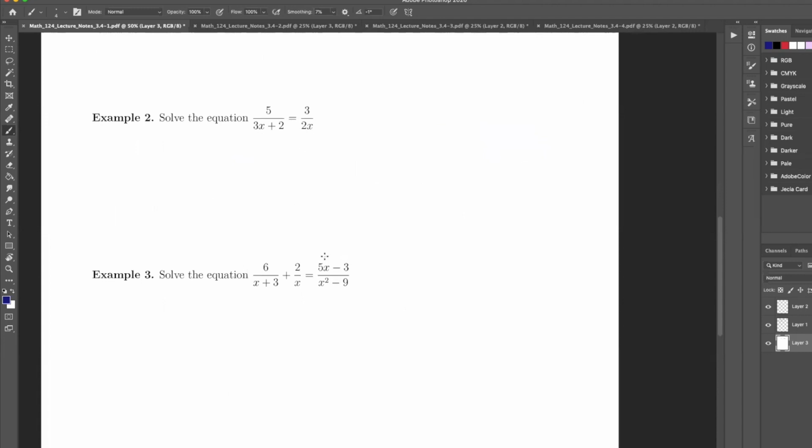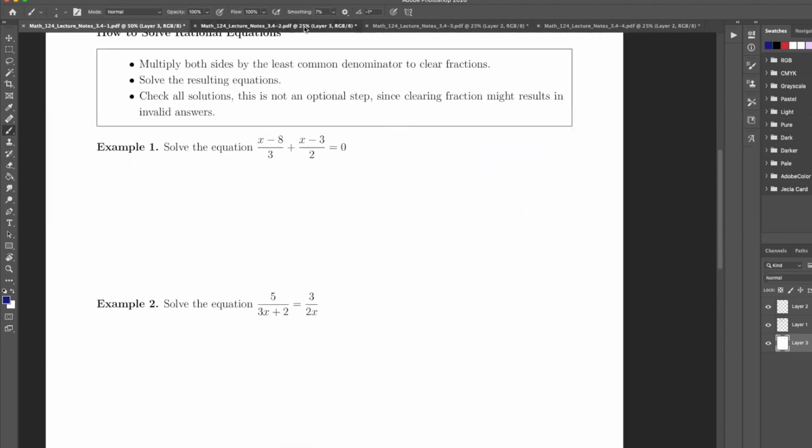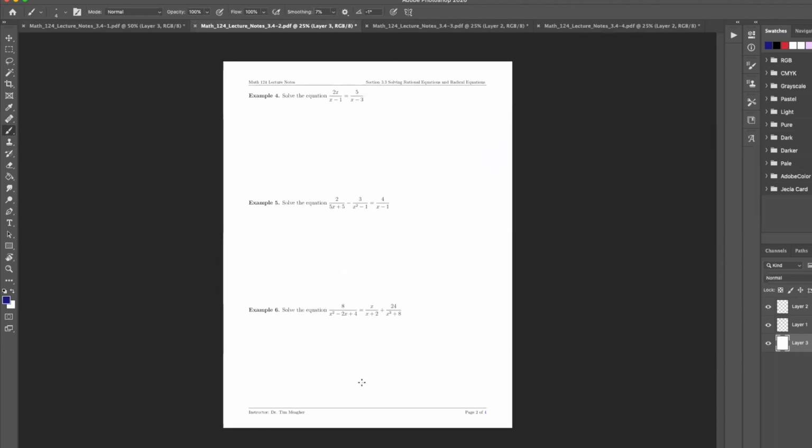Our just-in-time notes that we did in our previous class were just to get you ready to do everything here. Honestly, I'm going to teach you a trick so you don't have to do too much of this stuff, but just in case you need it, okay? So these are all rational equations.